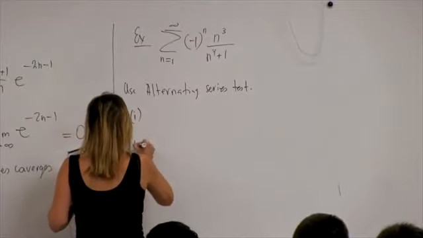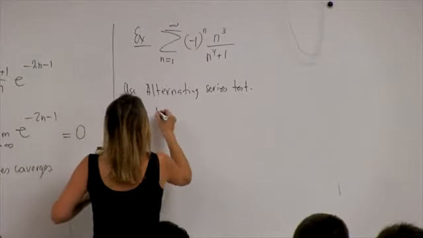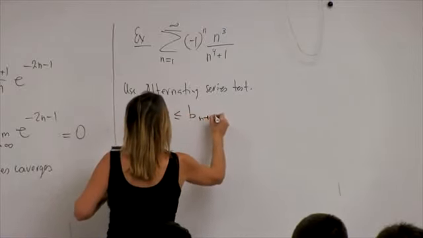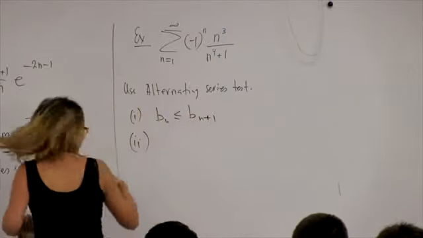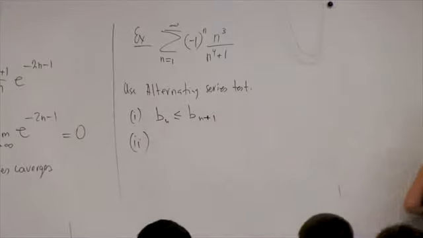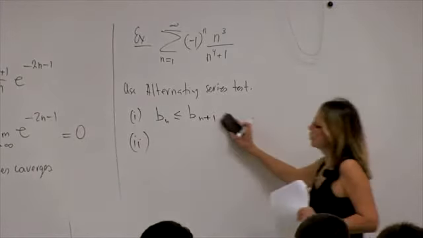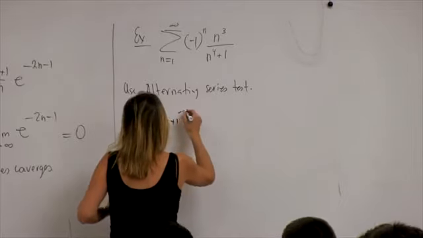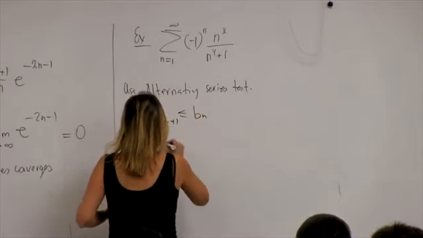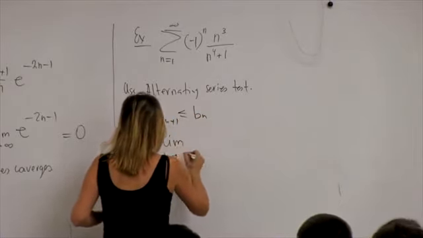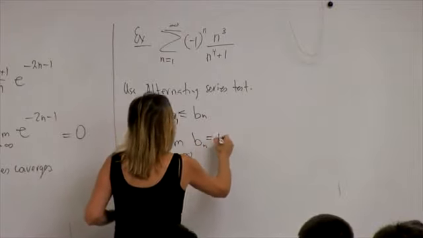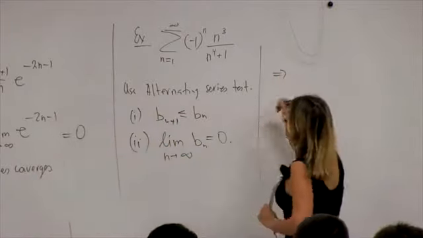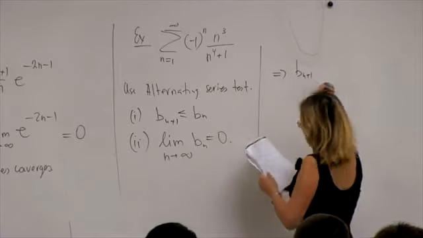Okay, so what does this test require? It requires two things. b_n less or equal to b_(n+1)? No, the other way. That would be growing. I want them to decay. And I want the limit of b_n to be 0. Okay? So, what's b_(n+1)?